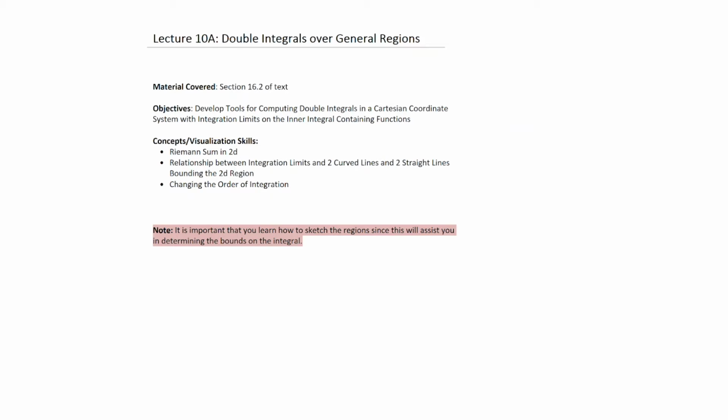The concepts and visualization skills that you acquire from this lecture include the Riemann sum in 2D, again just sort of a reiteration of what we did in the previous lecture, the relationship between integration limits, and two curved lines and two straight lines bounding the two regions. So now the region is no longer described by something that's of rectangular origin, but actually has some curvature to it in principle. And secondly, the changing order. The last item is changing the order of integration.